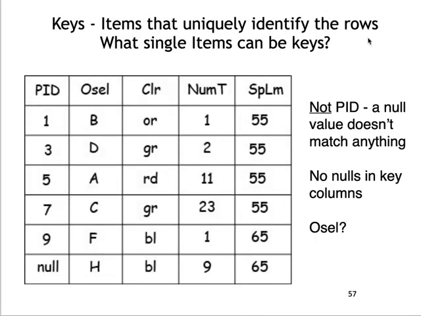Items that uniquely identify the rows. What single items can be keys here? Well, most of you might say, oh, look, PID. This PID 1, 3, 5, 7, 9, and then there's a null, but that doesn't copy anything else. The problem is the null value eliminates this column as a candidate key, as a possibility for a key.